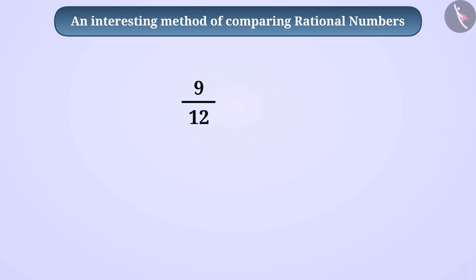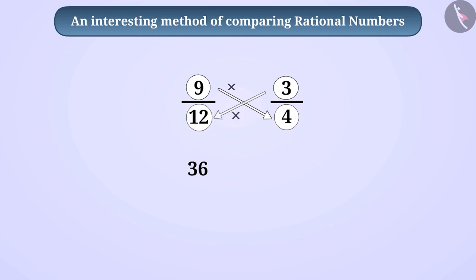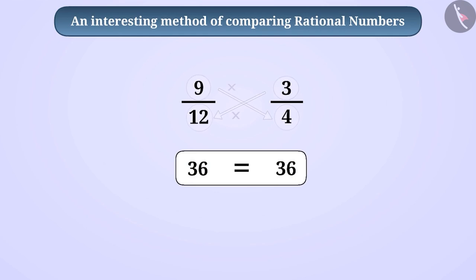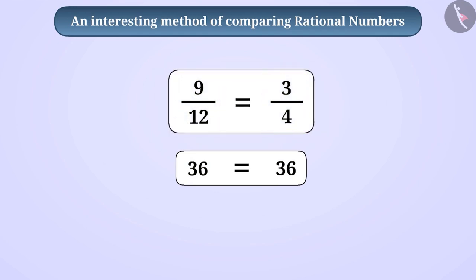If we compare 9/12 and 3/4 in the same way, then by multiplying the numerator 9 of the first number by the denominator 4 of the second number, we will get the result 36. And by multiplying the numerator 3 of the second number by the denominator 12 of the first number, we get a result 36. In both situations, the result is equal. Therefore, we will say that 9/12 is equal to 3/4.